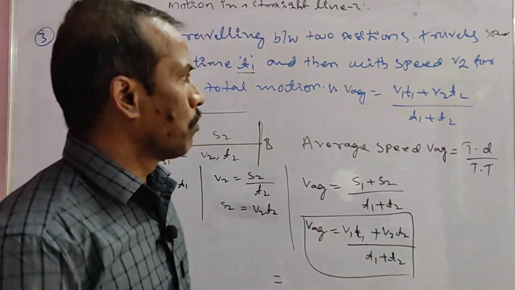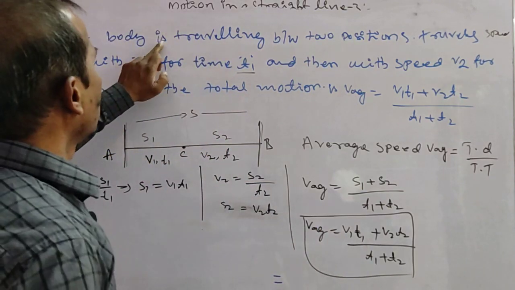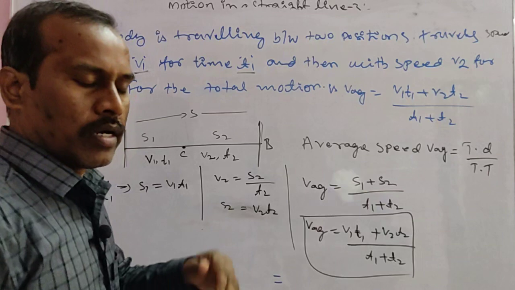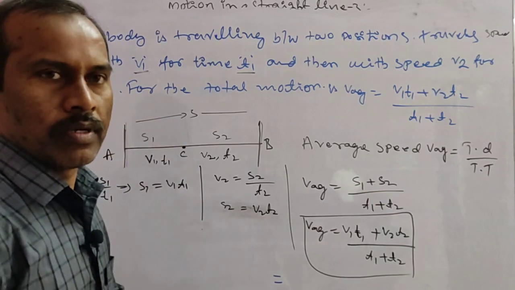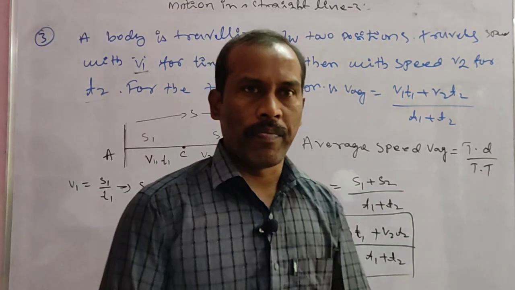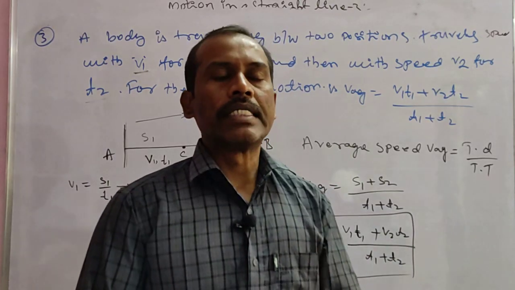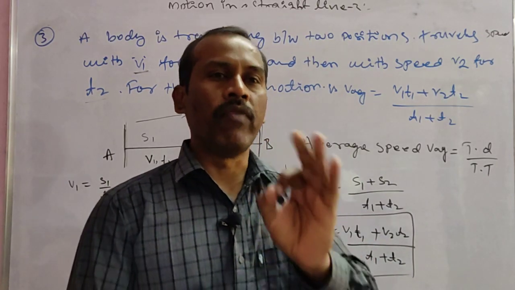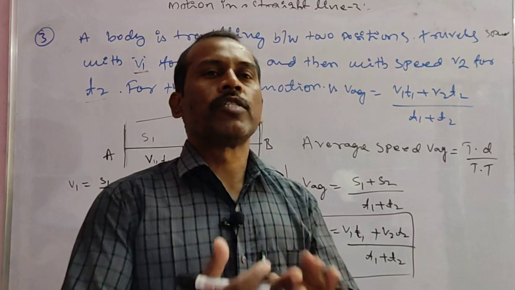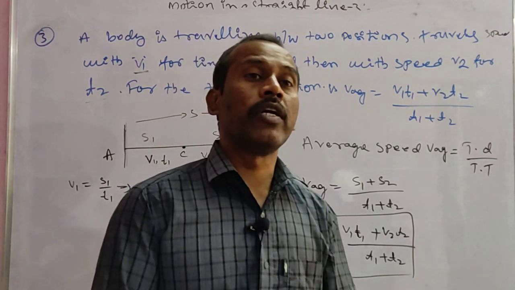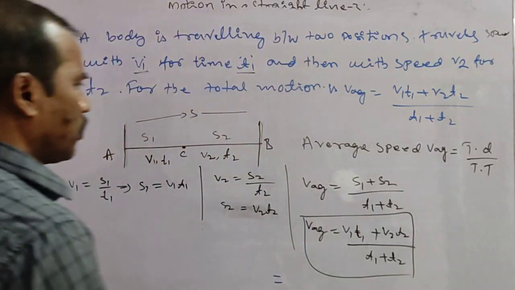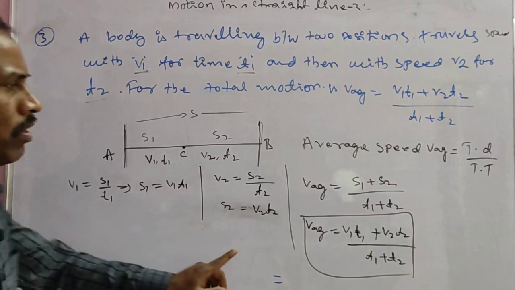Now for example this body is traveling in between two positions, first half of the time speed v1, second half of the time speed v2, then the average speed of the body. ఇక్కడ ఏంటంటే కొద్దిగా చేంజ్ చేస్తున్నాం, మళ్ళీ దీన్ని ఈ ఫార్ములా చూడండి.